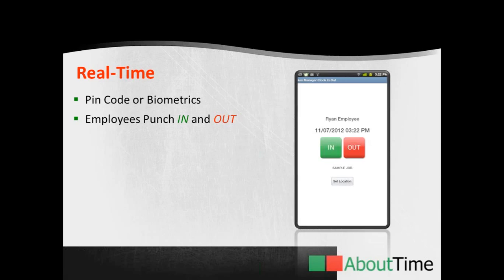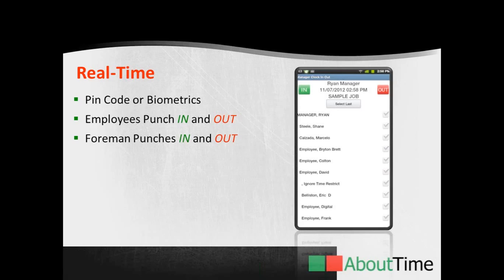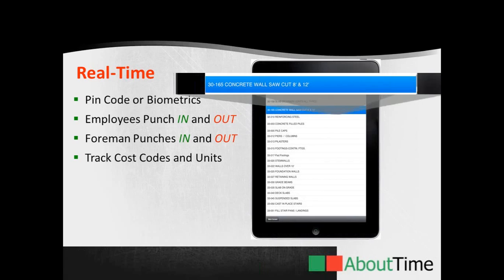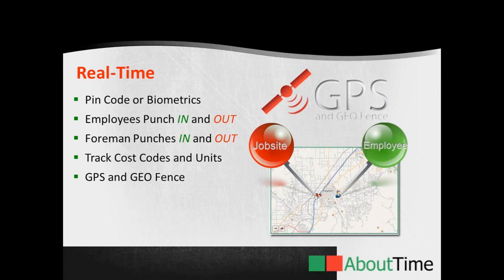Now, this is how it would look if an employee clocks in. Simple as that, just the big menu-driven buttons as well. And then it can be as simple as your foreman clocking in multiple employees at once, whichever you prefer. You can also track cost codes, units, and tasks throughout the day. And we do offer a GPS and geofence, so you can see where your employees clock in and clock out. We're not going to track them all day or anything like that. That would drain the battery on the phone within a couple hours.